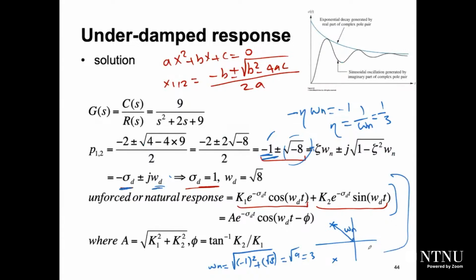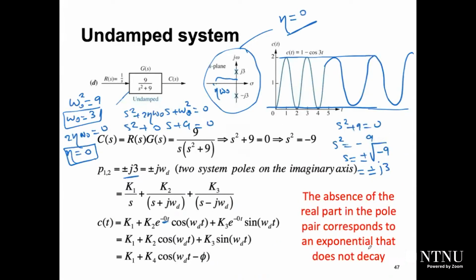So, in our undamped system, right, we don't have a real part. So sigma d equals 0. So the solution here will be plus minus j omega d, right? Omega d will be 3. So sigma d here equals 0. So we don't have the real part. So you need to write it in the time domain, and it will be like that.